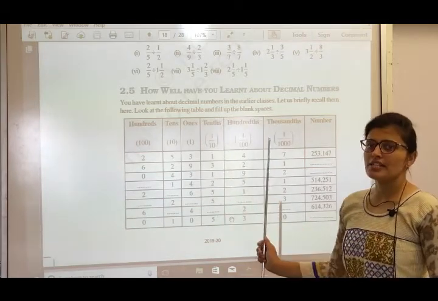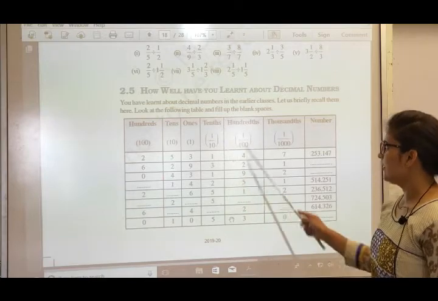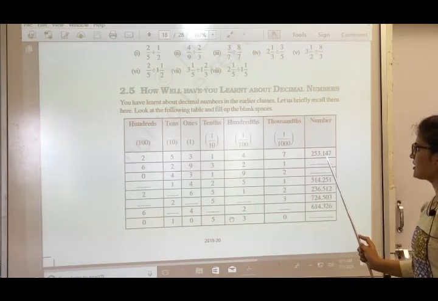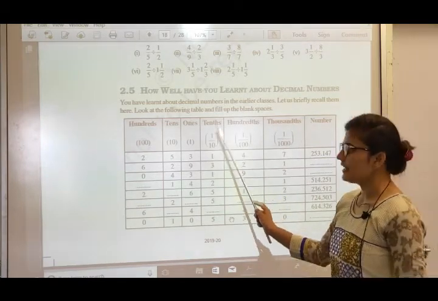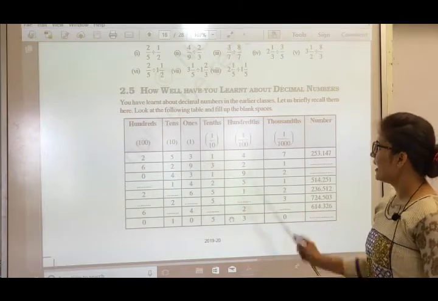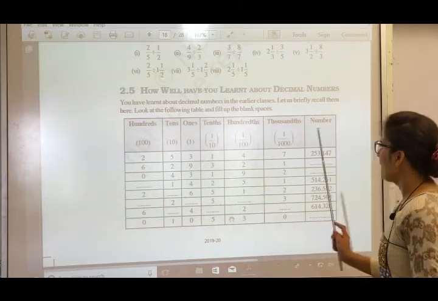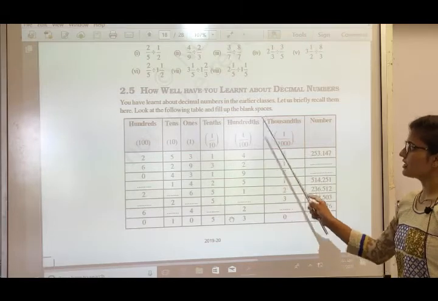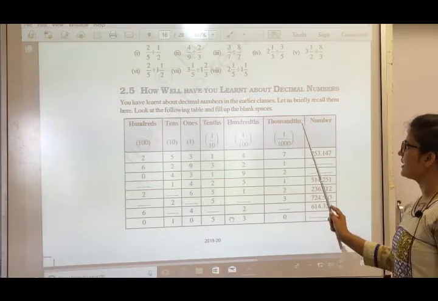Then the place values will be tenths, hundredths and thousandths. So here you can see 1 will be at the tenths place, 4 is at the hundredths place, and 7 is at the thousandths place.